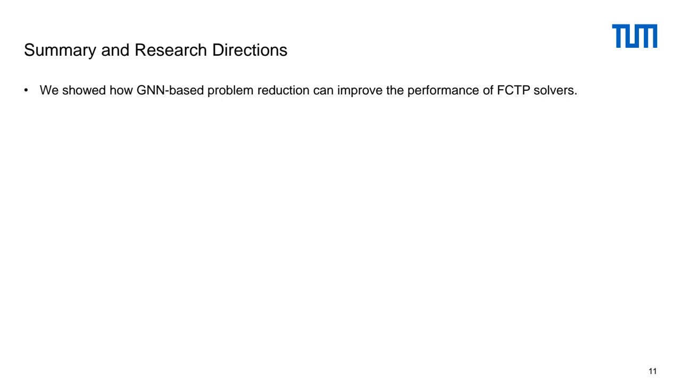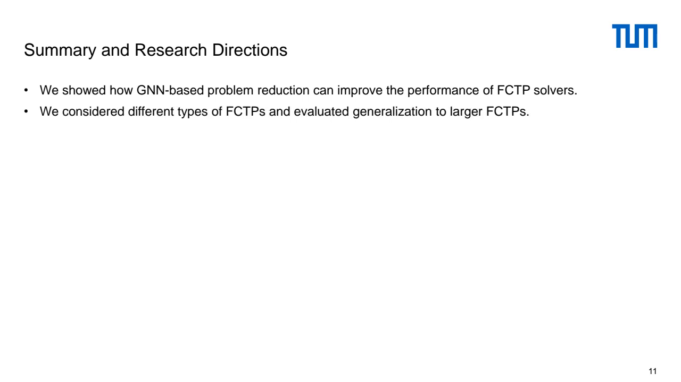Now, to wrap it up, I have shown you how you can use graph neural networks to predict a relevant subset of edges for the fixed charge transportation problem, which gives you a smaller problem that is easier to solve. We considered different types of FCTPs and also considered generalization to larger FCTPs. And we see several directions for future research.